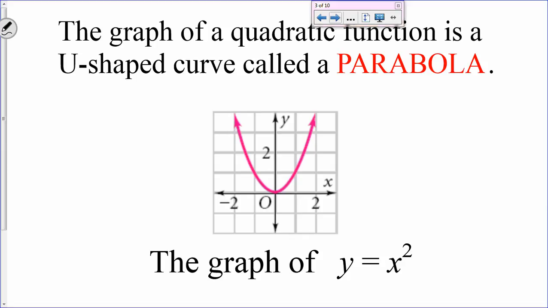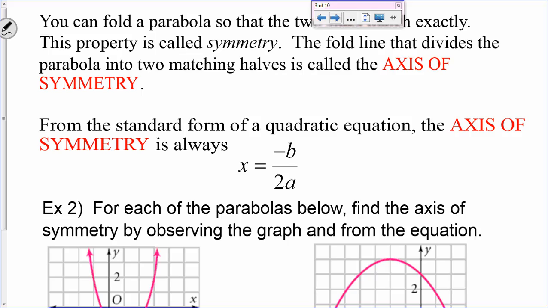Okay. So the graph of a quadratic function is a U-shaped curve called a parabola. Okay. The graph we're looking at is y equals x squared. You can clearly see it has a U shape. Okay. But the proper name for these is parabolas. Okay. Don't spend too much time here.